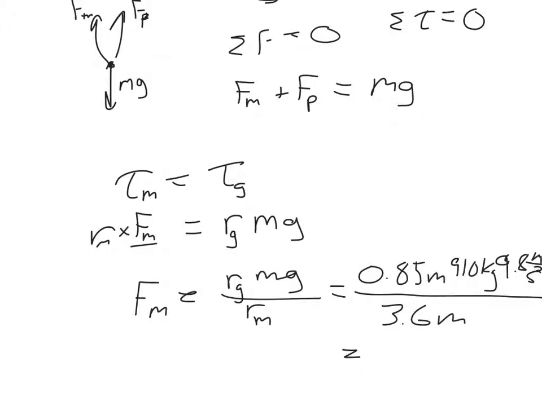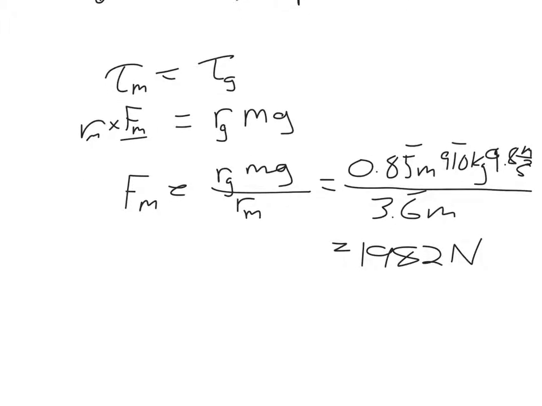So 0.85 times 910 times 9.8 divided by 3.6, and my calculator is giving me a very large force, because this is a strong dude, of 1982, also my favorite year, newtons. And it's a 2 sig fig problem, so we're really rounding this to about 2,000 newtons of force that the man exerts.